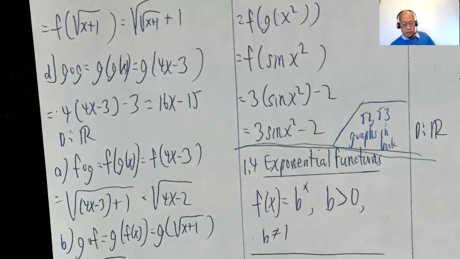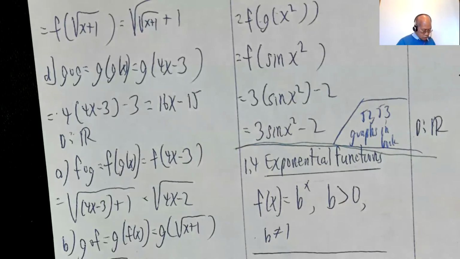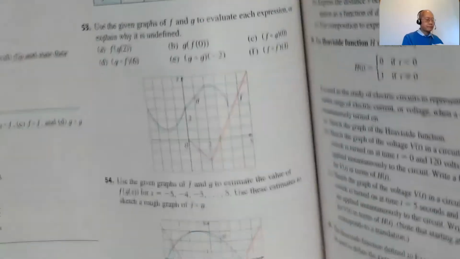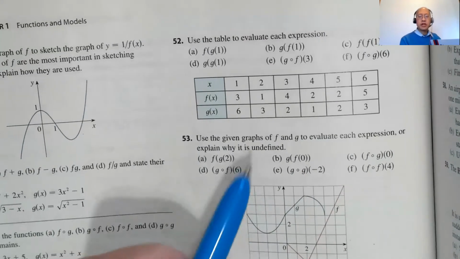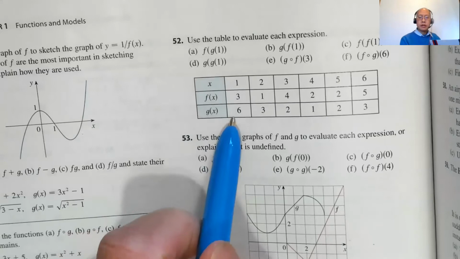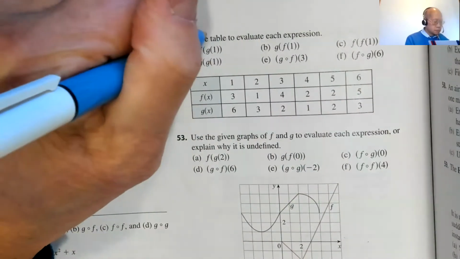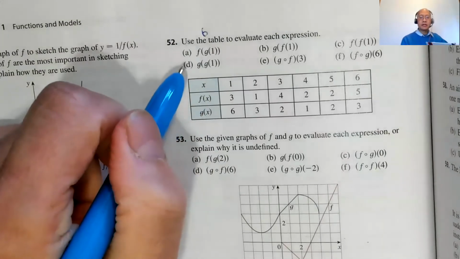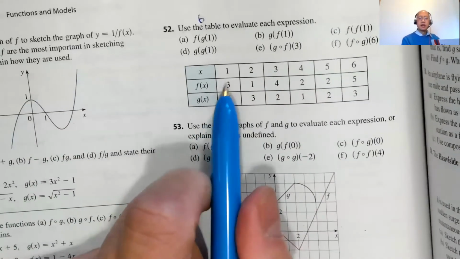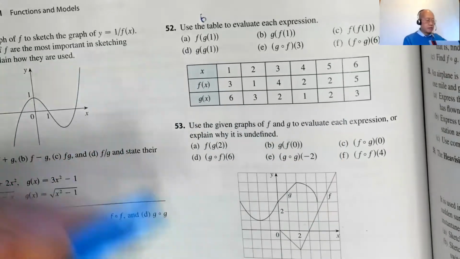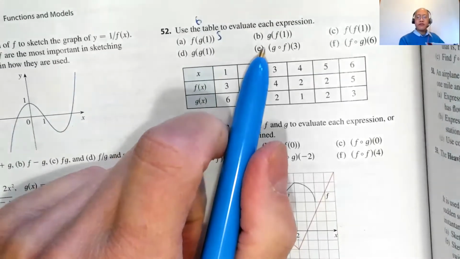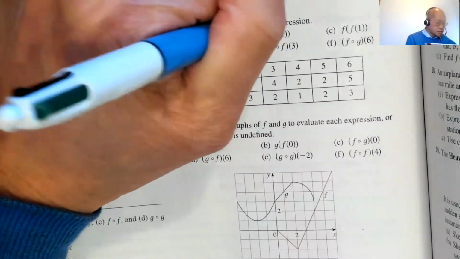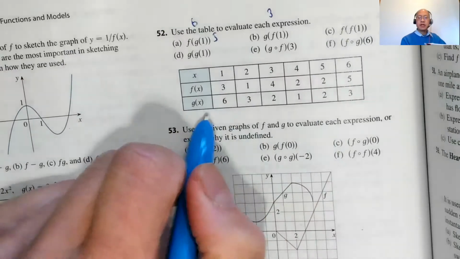Okay, then we have 52 and 53 at the very end. F of g of 1. So first I do g of 1, 6. Then I take f of 6. Okay, so one more time, g of 1 is 6. Then I want f of 6, which is 5. G of f of 1. F of 1 is 3. And then g of 3. G of 3 is 2.